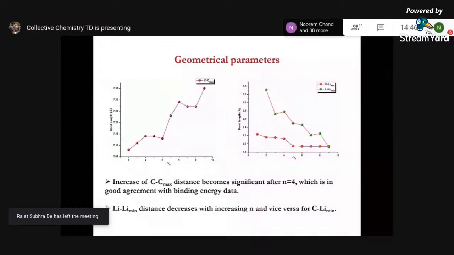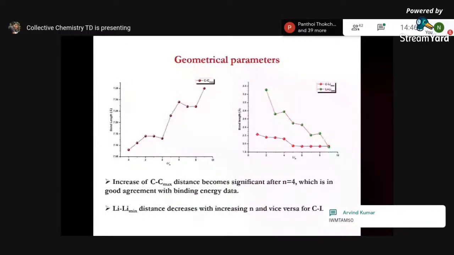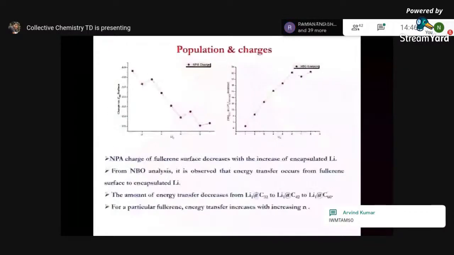Now, these are the other cases where Li at C60 and Li+ at C60 have also been observed, and it is quite consistent with the experimental results previously reported. Now, these are the population charges.